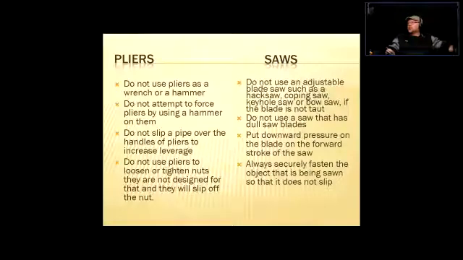Right? Saws: do not use adjustable blade saws such as a hacksaw, coping saw, keyhole saw, or bow saw if the blade is not taut. The blade tension has to be proper, not too tight because it can break, and not too loose because it can slip off and can bend on you and can break as well. And again, there's no way to know where things are going to fly when that happens.